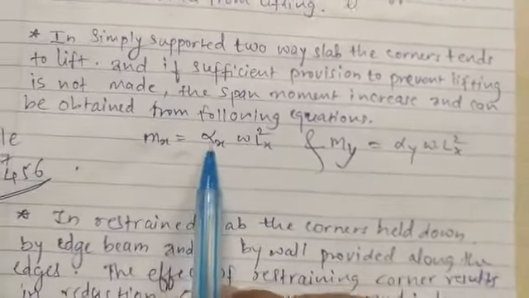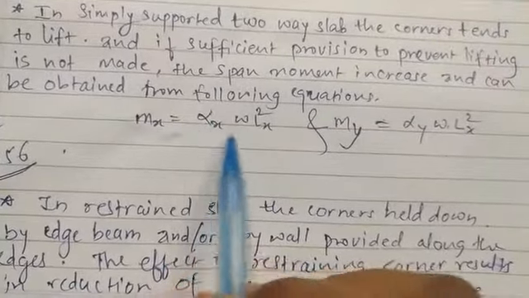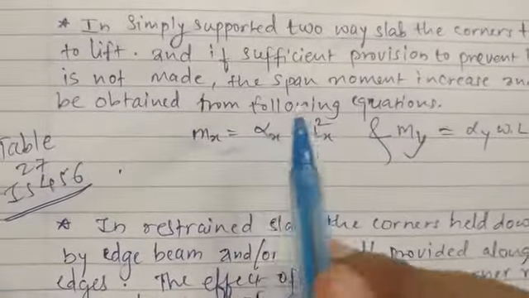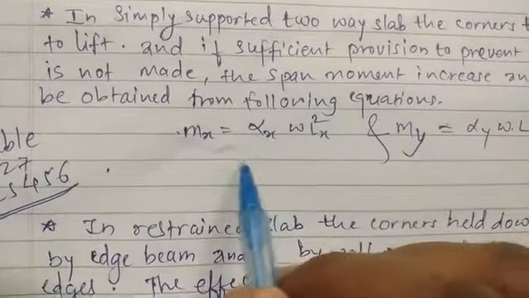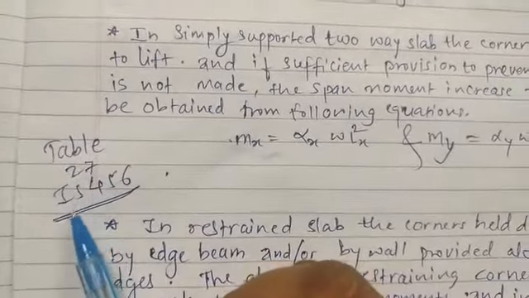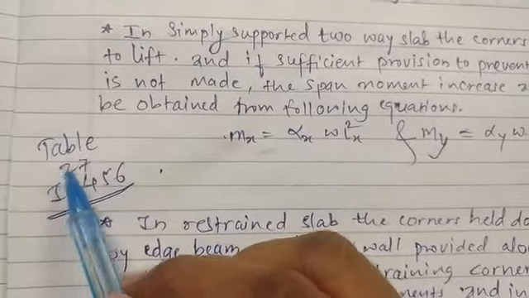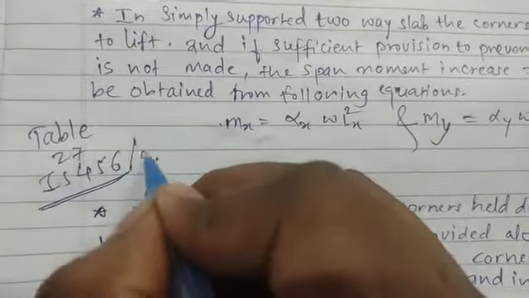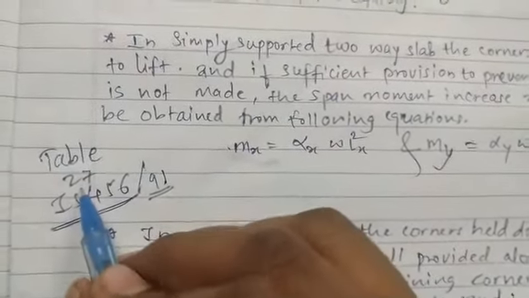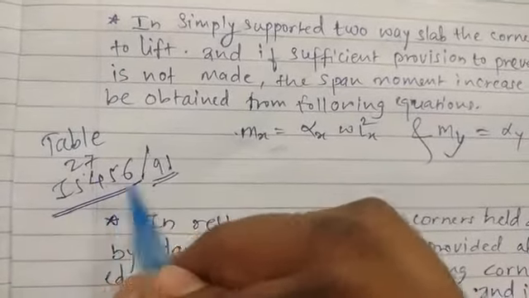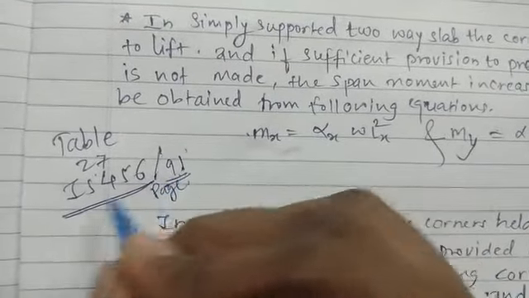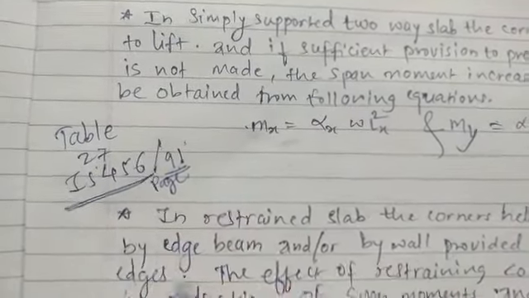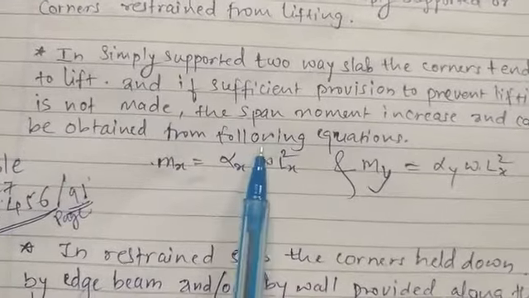The only change will be the multiplying coefficient, and the table of this coefficient is given in IS 456, page number 91, table number 27. This is about the simply supported two-way slab.